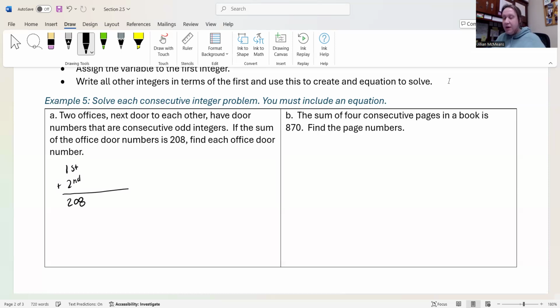So we're told flat out we have 2 office door numbers. Their numbers are consecutive odd integers, and the word odd is very important. If you have the sum of these office door numbers, you get 208. What are the door numbers?